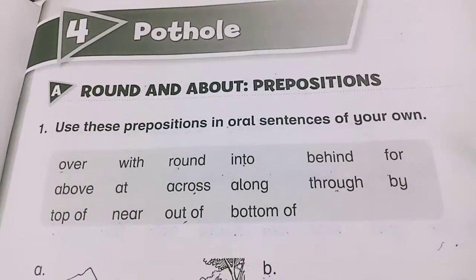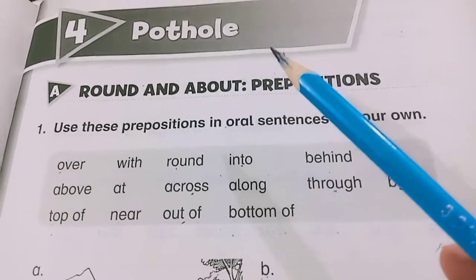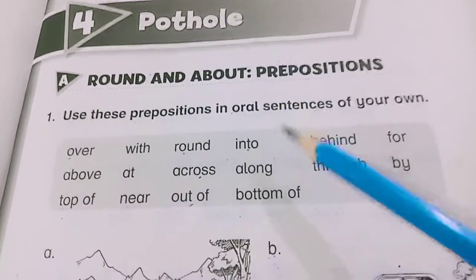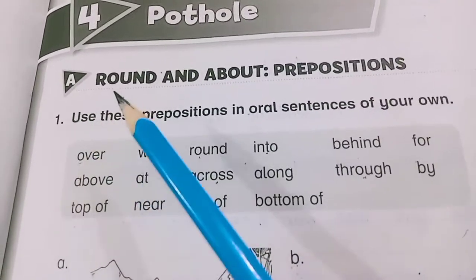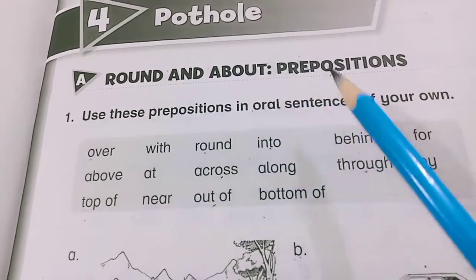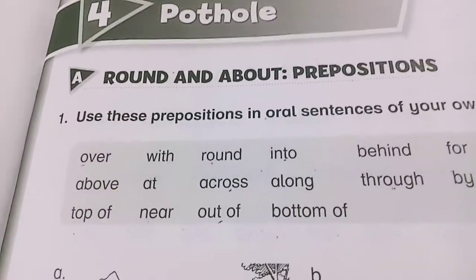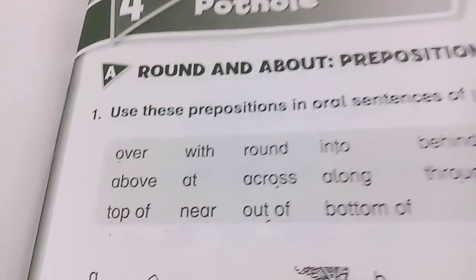You know that we are on chapter number 4, Porthole, and today we are going to do its exercise from the workbook. This is page number 19 and its A part is Round and About: Prepositions. So first of all, I will let you know the definition of prepositions.